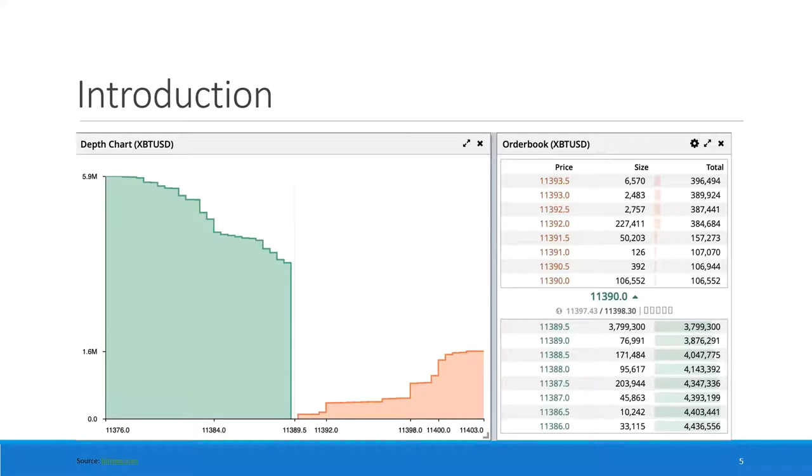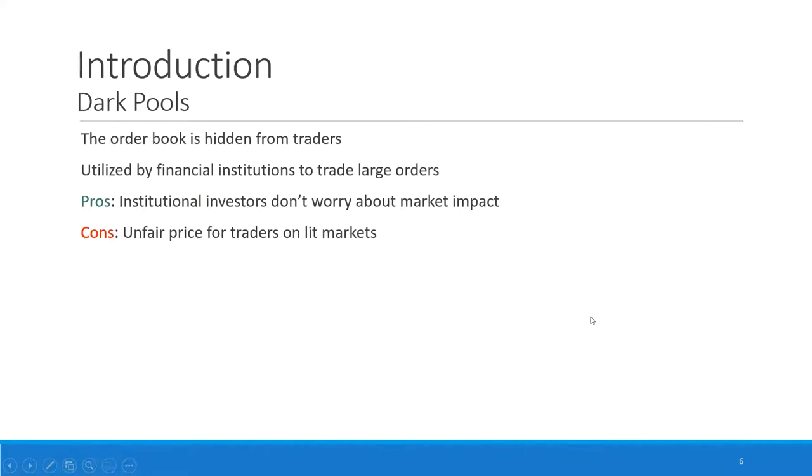So to get around this problem, institutional investors or financial investors don't utilize auctions or exchanges with a lit order book or visible order book. And that's why they utilize dark pools. In dark pools, the order book is hidden from traders. And now no trader can learn whether there is a large order or not. So they cannot modify their orders after anticipating a large order coming.